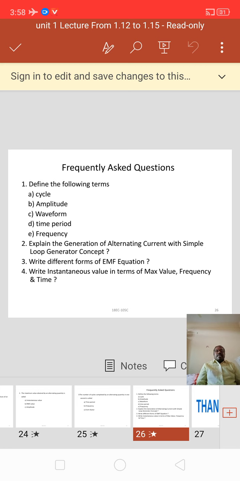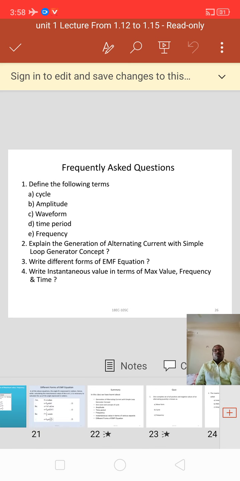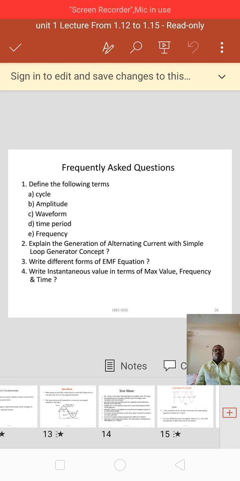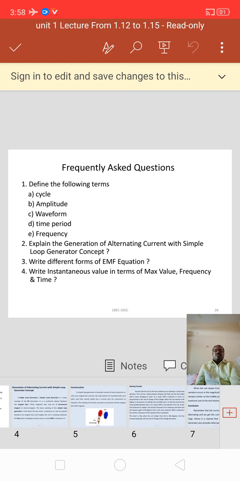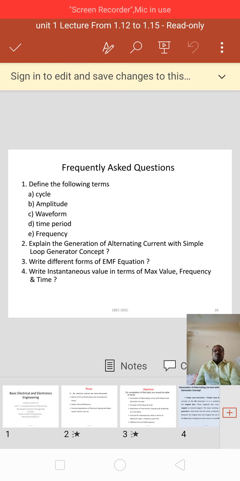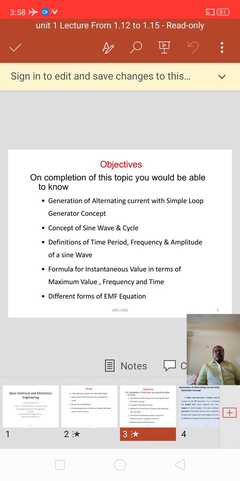Okay, let us have a glance of the topics we learned in today's class. Today's objectives are generation of alternating current with single loop generator concept, concept of sine wave and cycle, definition of time period, frequency and amplitude of sine wave, as well as formula of instantaneous value in terms of maximum value, frequency and time, as well as different forms of EMF equation.